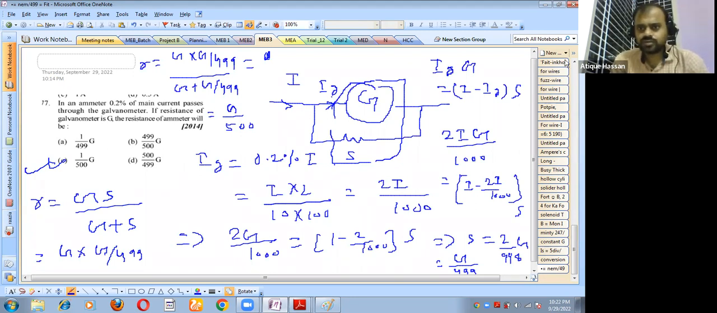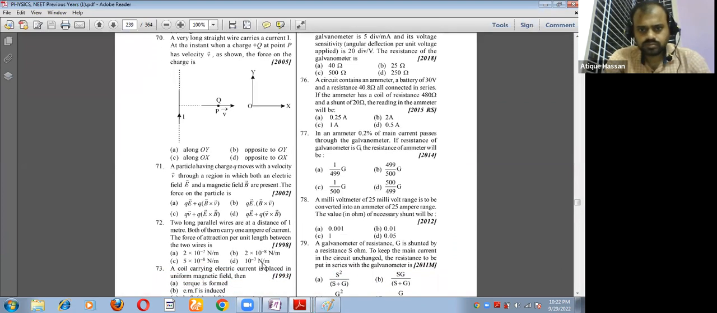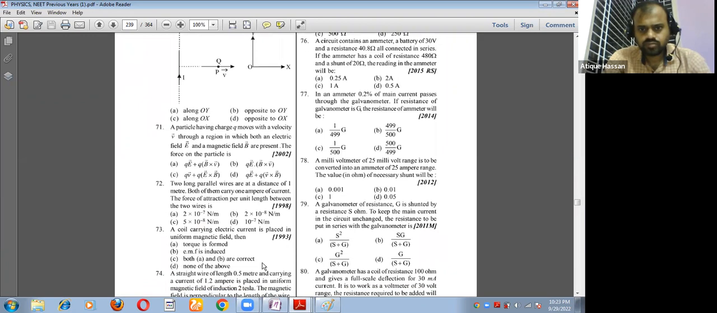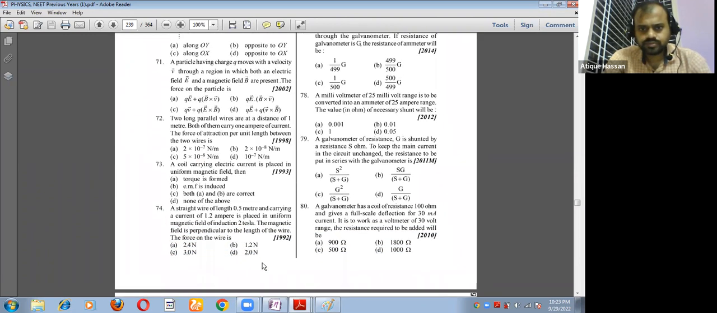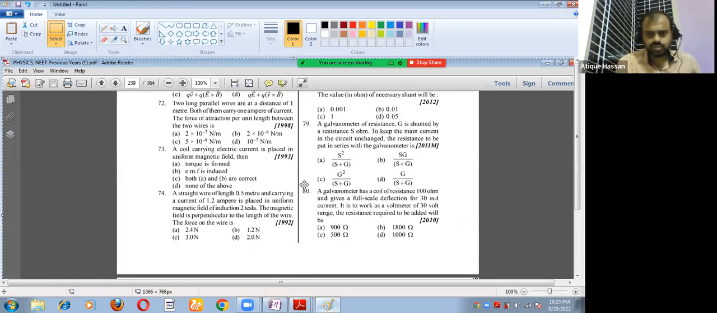All right. Let us do one more question quickly so that we can finish off this chapter. We have seen the conversion of a galvanometer into ammeter. Let us do one question based on conversion of a galvanometer into voltmeter. So do this question number 80. This question is a NEET 2010 question. I'll drop it for you. Try question number 80.